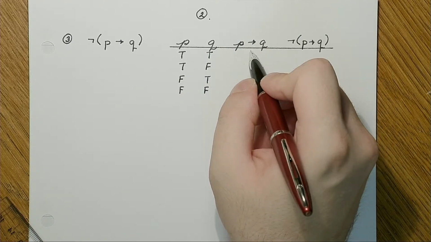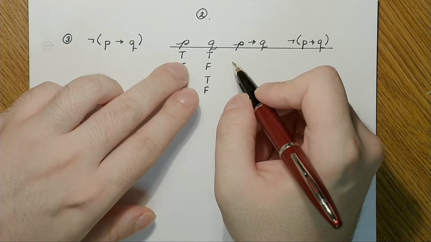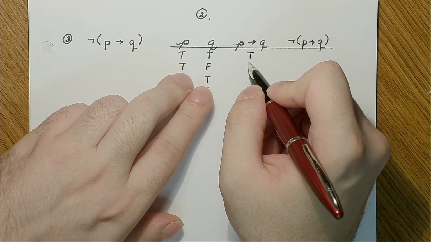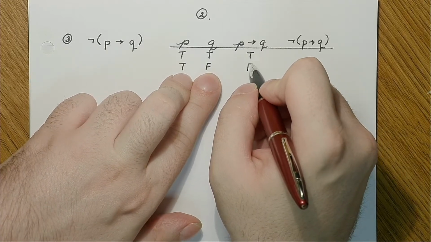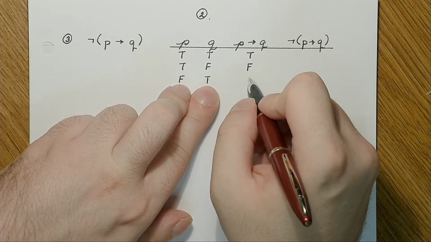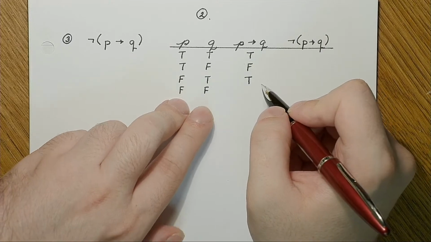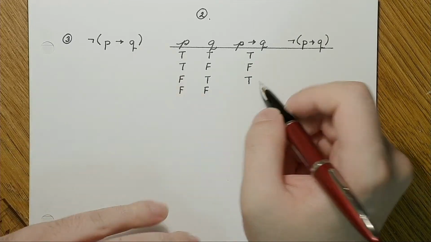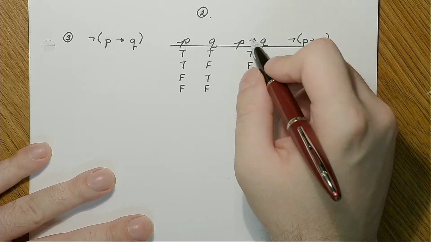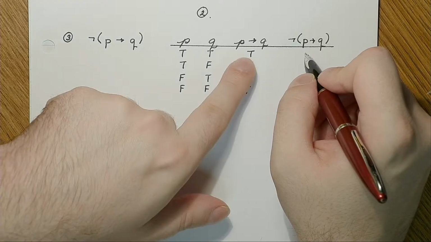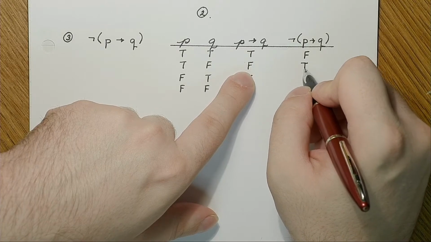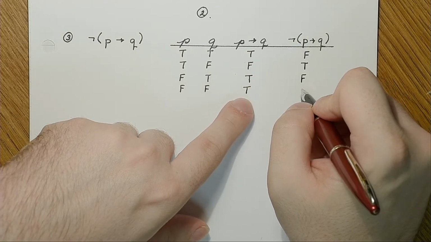And again, remembering our implication. I stepped in poison ivy, I got a rash, that's true. I stepped in poison ivy, I didn't get a rash, that's not possible. I didn't step in poison ivy, I got a rash. Yes, you can get a rash from lots of things. And the last one, I didn't step in poison ivy and I didn't get a rash. Yes, this is possible. Okay, so this is the implication, and then I just flip it with the negation. So T becomes F, F becomes T, T becomes F, and the last is F.